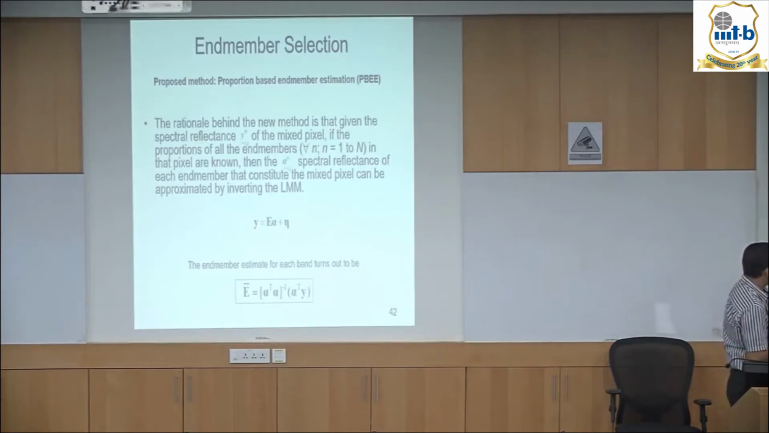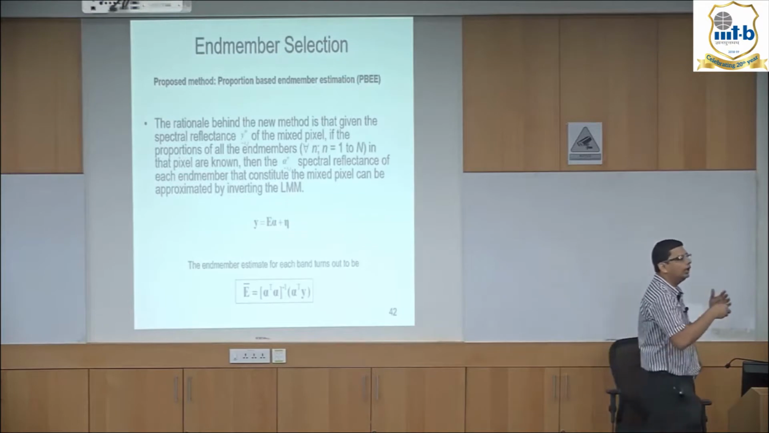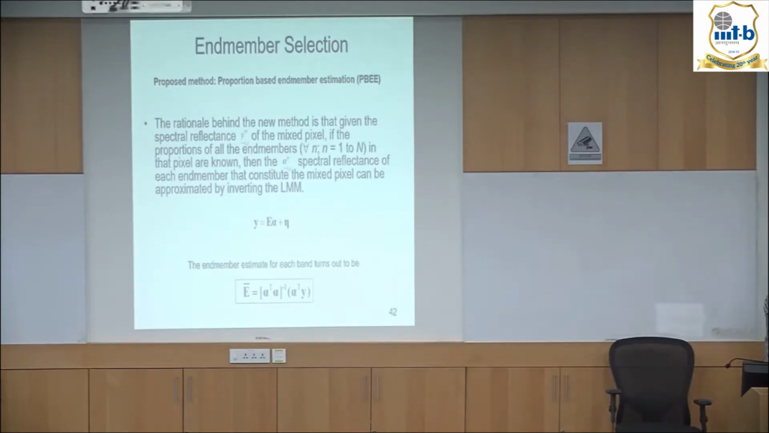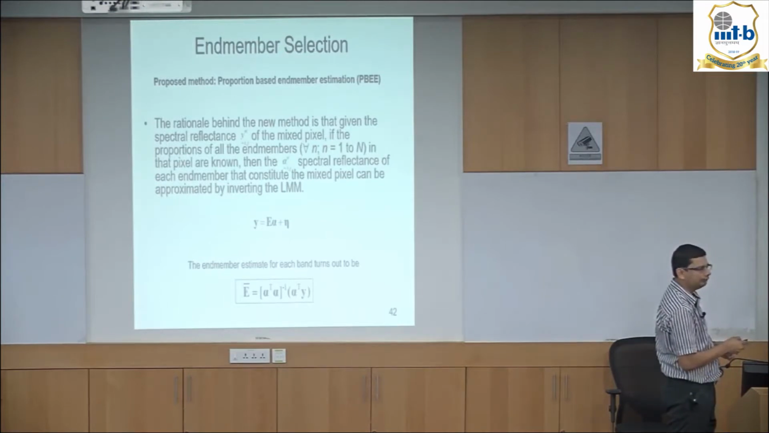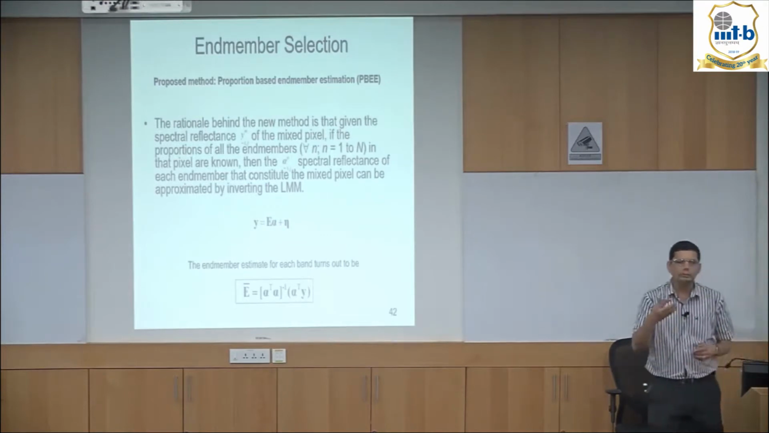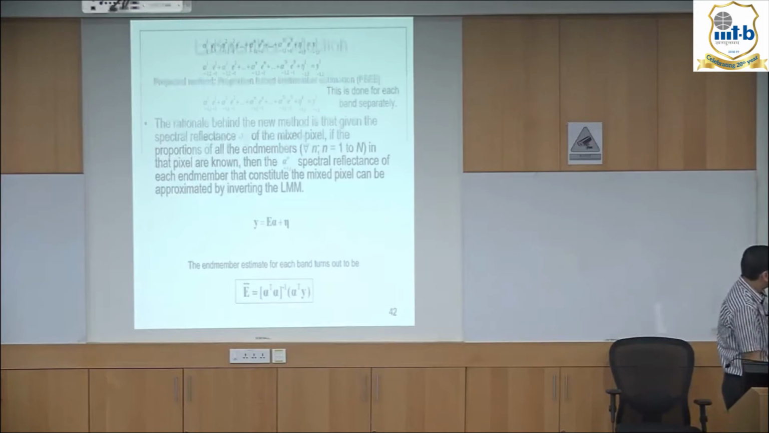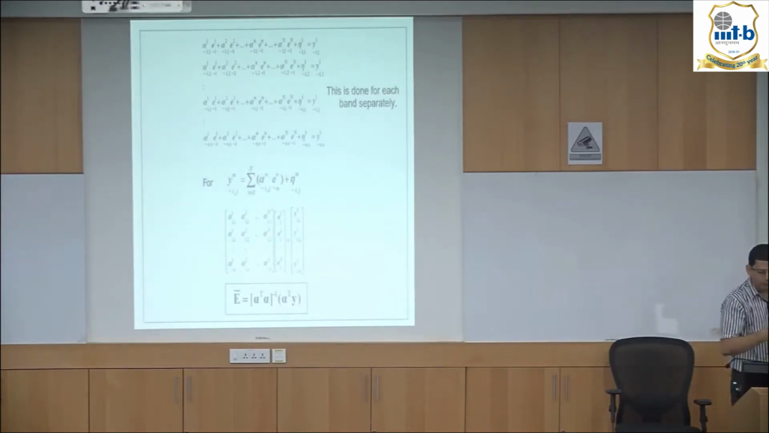So what we propose is take a high resolution data, classify the data with some algorithm and with a good amount of training data, and compute the proportion of each class. So let's say if we have six classes, we get alpha 1 to alpha 6. Substitute alpha, we know y is the reflectance of the pixel in a low resolution data, so we can compute E. If we do it for each band separately or iteratively, we'll be able to estimate the end member for each class in the low resolution data.